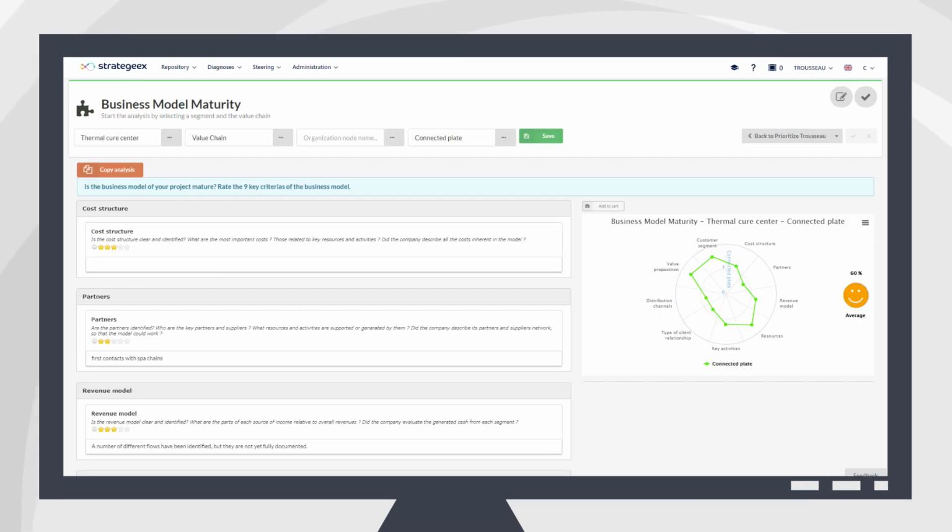For each item proposed, you have to define the level of clarity and control you have. Thus, if everything is clear and precise, you give 5 stars. If you have no visibility on the item, you give 0 stars. It is important to comment on your answers for the record and to obtain relevant deliverables in the Strategeex platform.